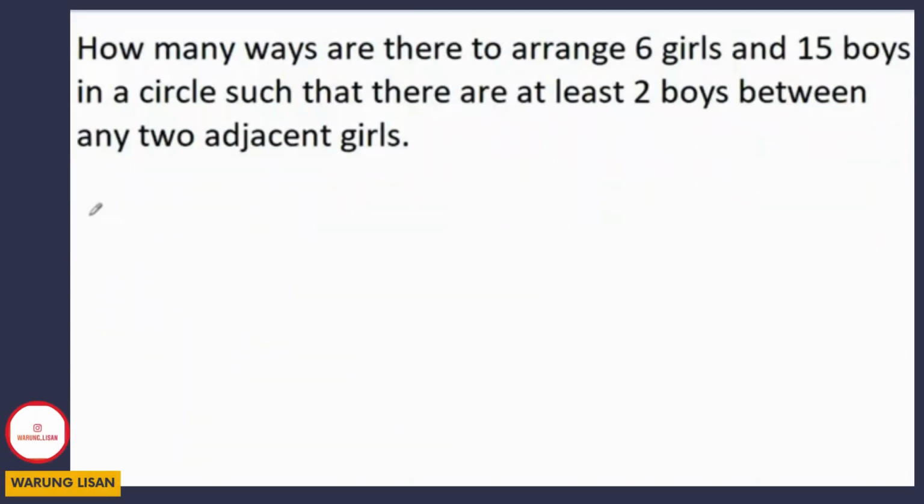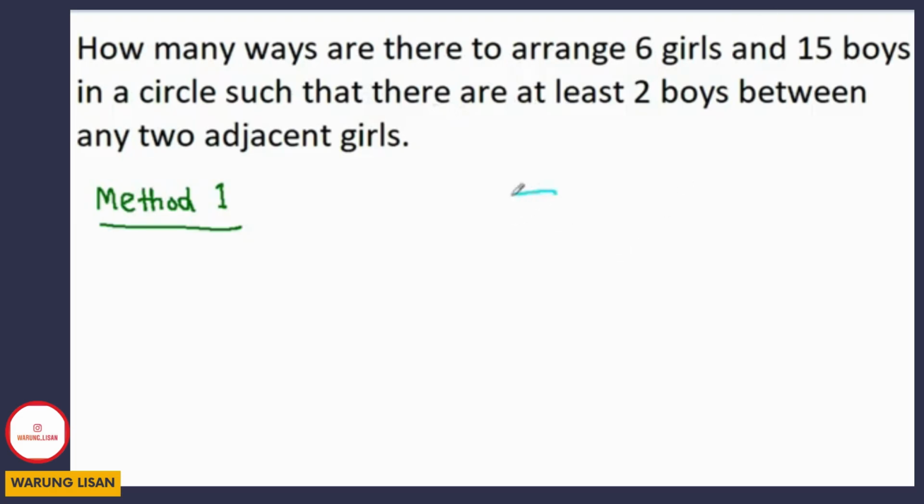In this video, we have a very nice problem of combinatorics, that is, how many ways are there to arrange 6 girls and 15 boys in a circle such that there are at least 2 boys between any 2 adjacent girls. So I will solve this problem by 2 methods using 2 different concepts. So the first method, method 1, is, let's draw what is going on.